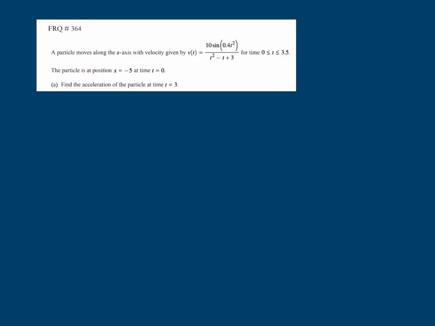Okay guys, this is FRQ 364. It is a particle motion, very common to be on the AP exam. So first thing you should see is that you have this function v of t, which is quite complicated, and you're going to want to go ahead and store that on your calculator as v of t.